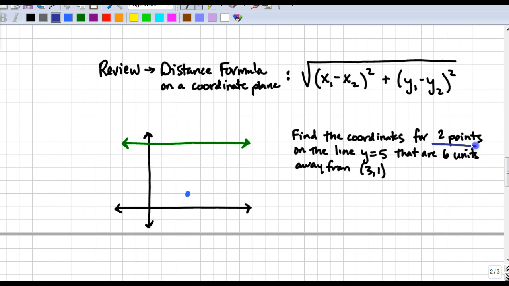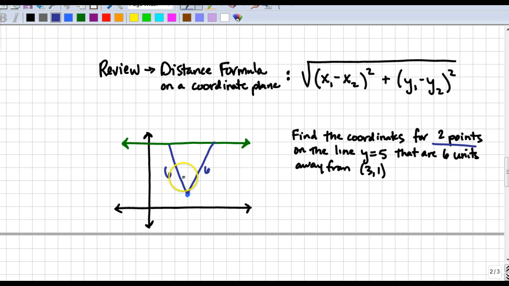So it says 2 points. And that's because if you go one way to get to the line, you could also go another way to get to the line. So it could go in either direction from that point and reach the line itself. So they're saying that it's 6 units away.